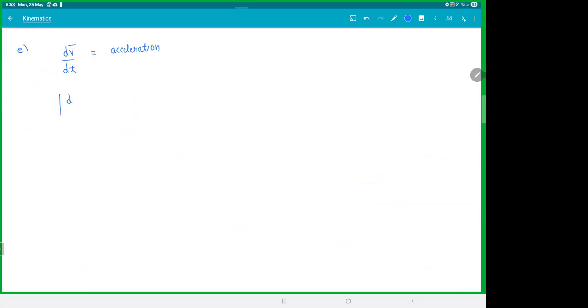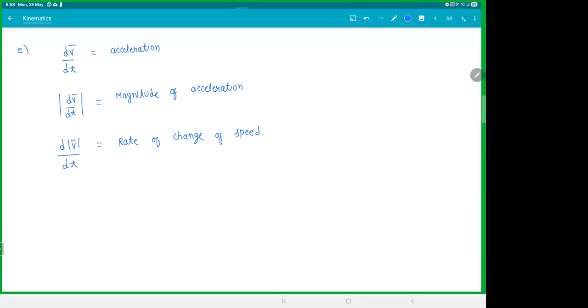What is mod dV by dt? Magnitude of acceleration. What is d mod V by dt? This is a rate of change of speed. This is not acceleration. They're completely different things. Now coming back to our question.